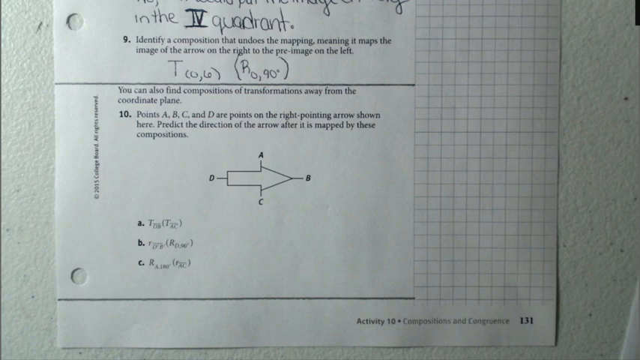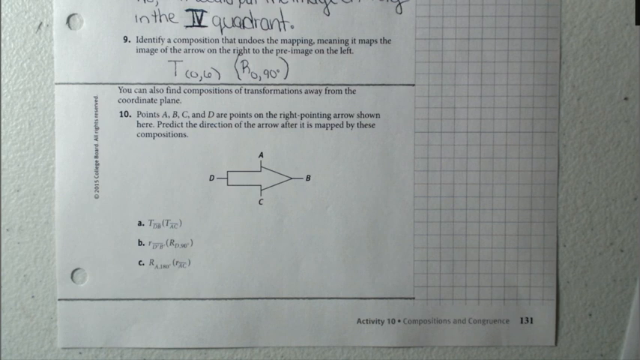All right. Now we have moved to section 6, which covers question number 10 only. It says you can also find compositions of transformations away from the coordinate plane. Number 10. Points A, B, C, D are points on the right pointing arrow shown here. Predict the direction of the arrow after it is mapped by these compositions.